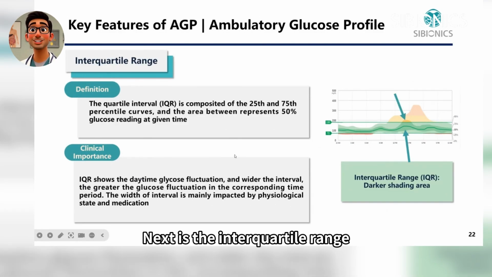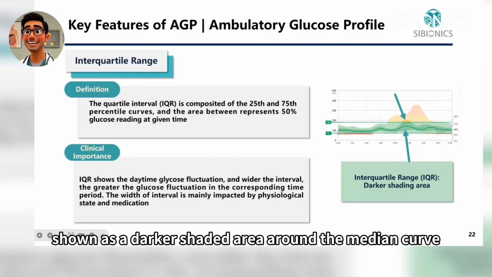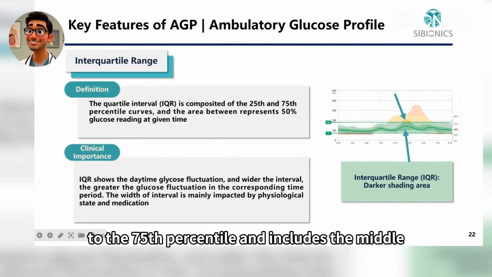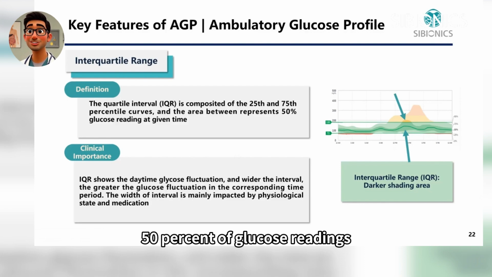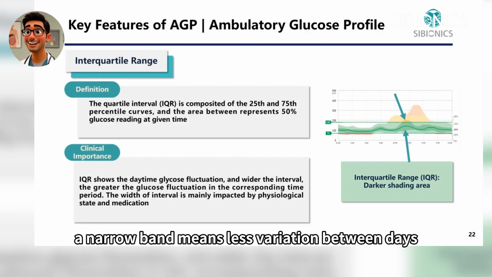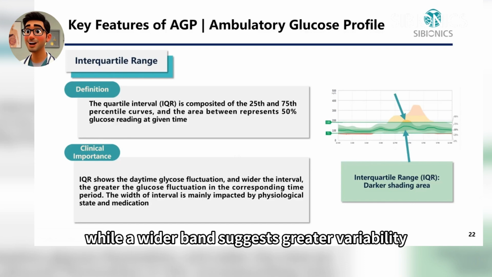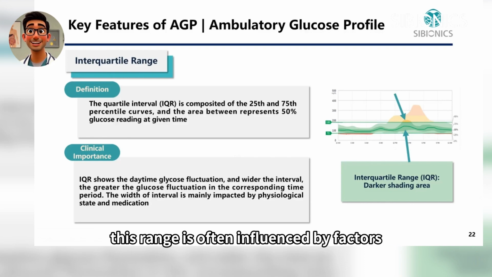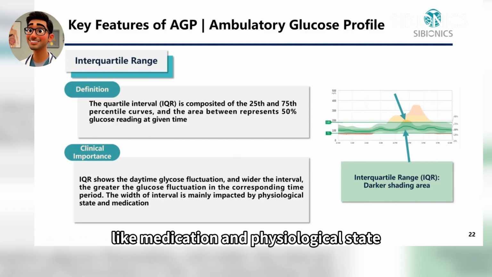Next is the interquartile range, shown as a darker shaded area around the median curve. This area spans from the 25th to the 75th percentile and includes the middle 50% of glucose readings. A narrow band means less variation between days, while a wider band suggests greater variability. This range is often influenced by factors like medication and physiological state.